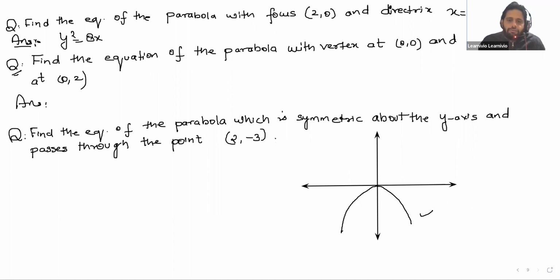Is this clear? Yes, sir. Okay, very good. Please complete this one and share your answer. So, sir, we'll be using x square is equal to minus 4ay, right? Minus 4y, very good. Okay.